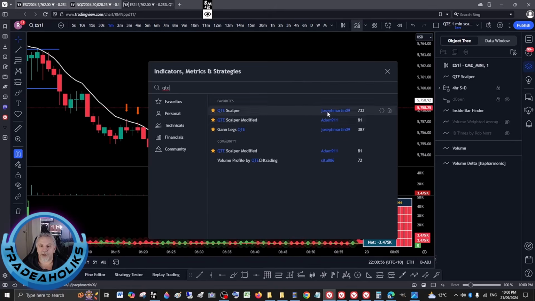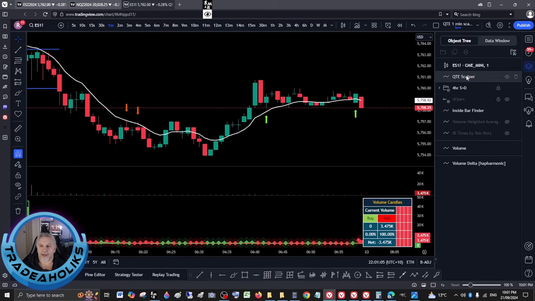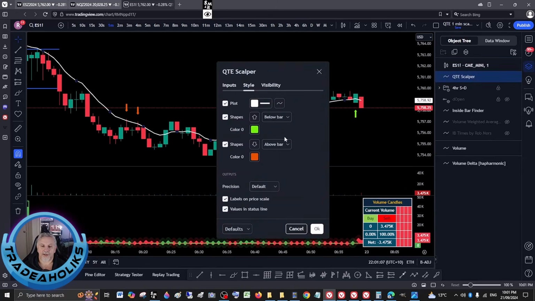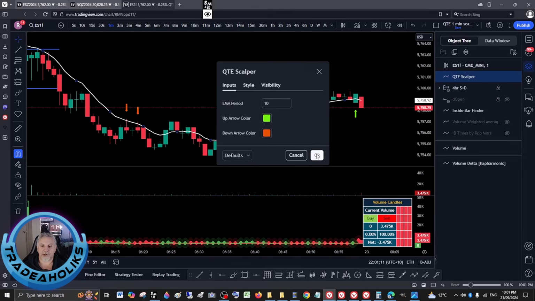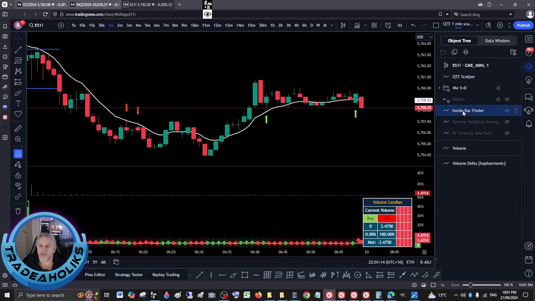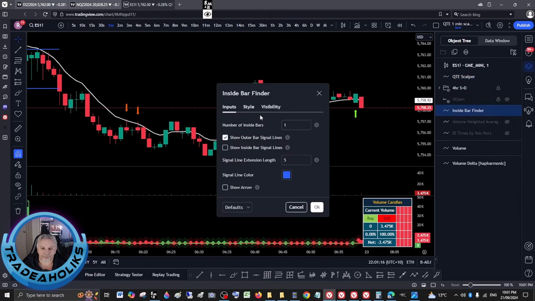It's this one here, the Joseph one, not the Scalper modified. So QTE scalper with Joseph Martin, that's the one there. Okay, if you go to the settings, there's the settings there. There's the inputs there. You can take a screenshot. That's nice and simple. And then the inside bar finder, which I found myself.